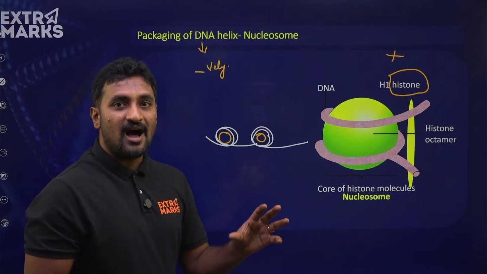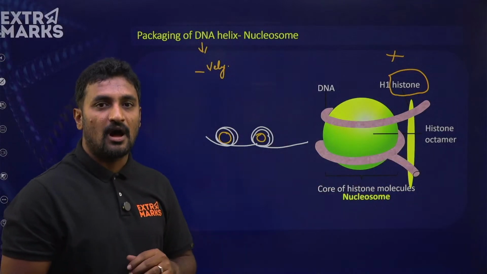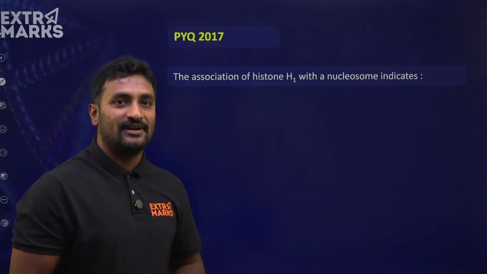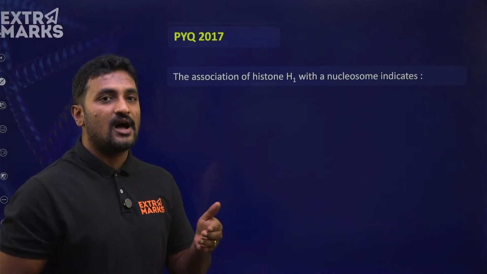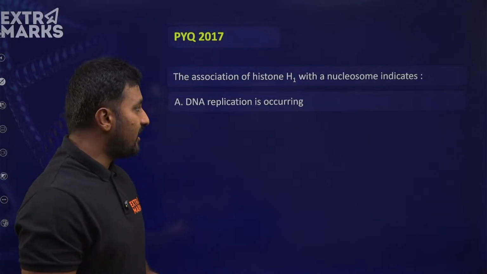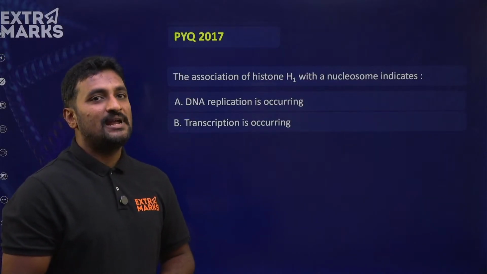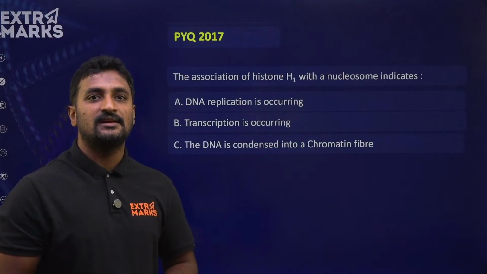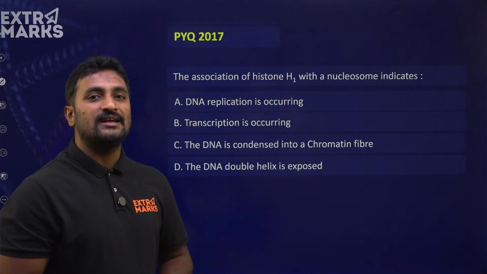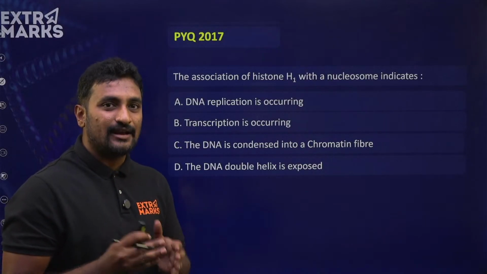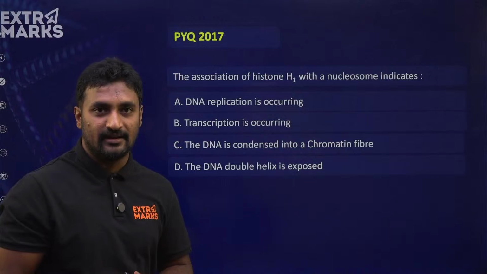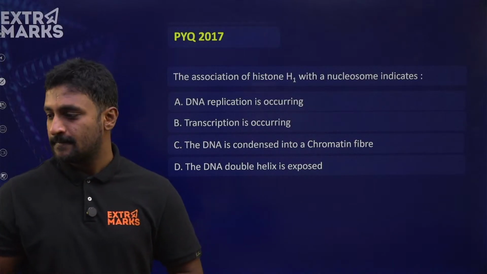Now some questions are always based on these histone proteins also, how they are arranged, why they are arranged, etc. Such a question was also asked in the 2017 NEET exam. The question was, the association of histone H1 with a nucleosome indicates basically what? A, DNA replication is occurring. B, transcription is occurring. C, the DNA is condensed into chromatin fiber, and D, the DNA double helix is exposed. So what exactly does the H1 protein, which goes and blocks everything once the nucleosome is done, indicate?